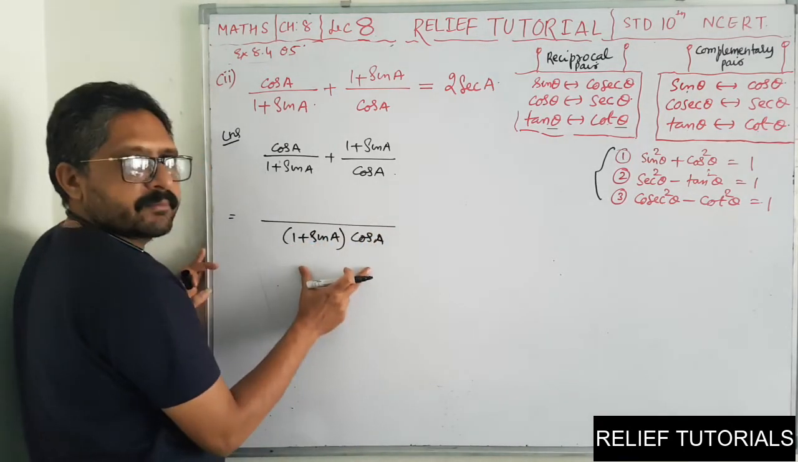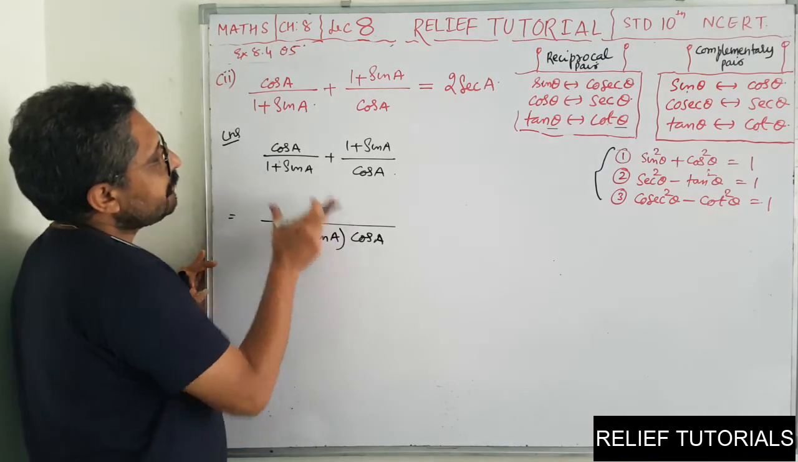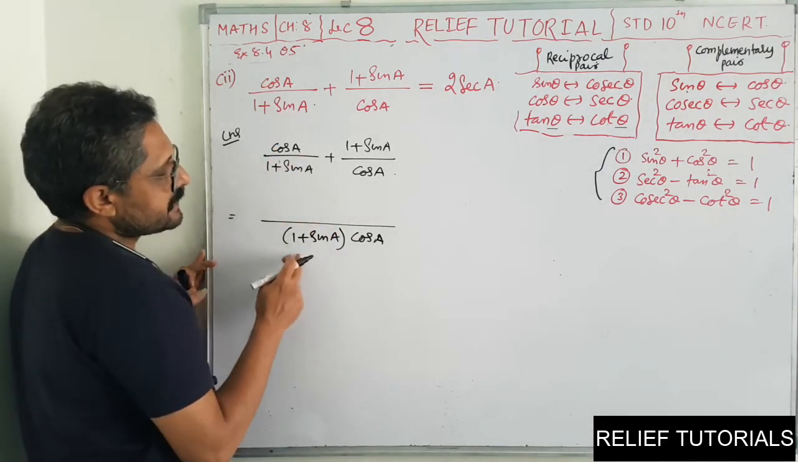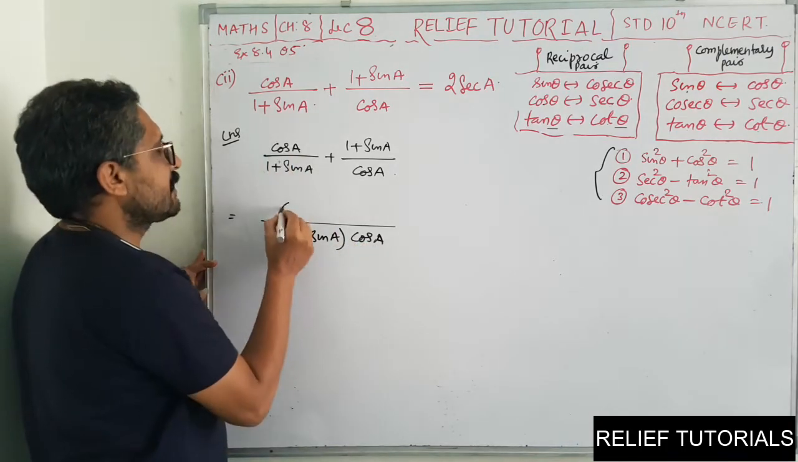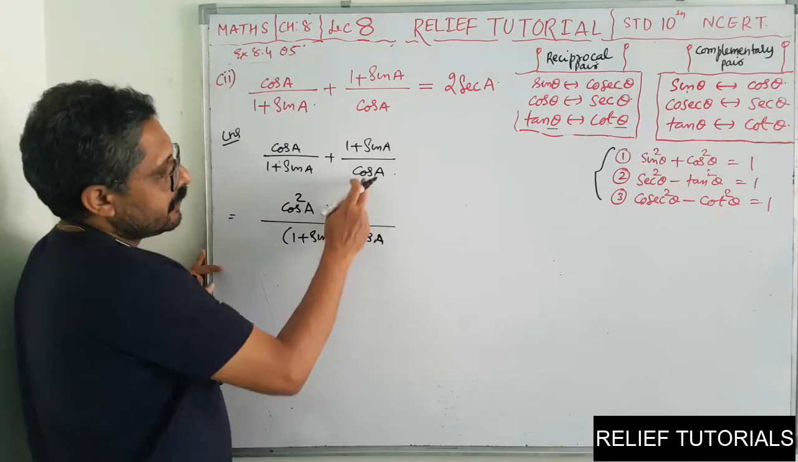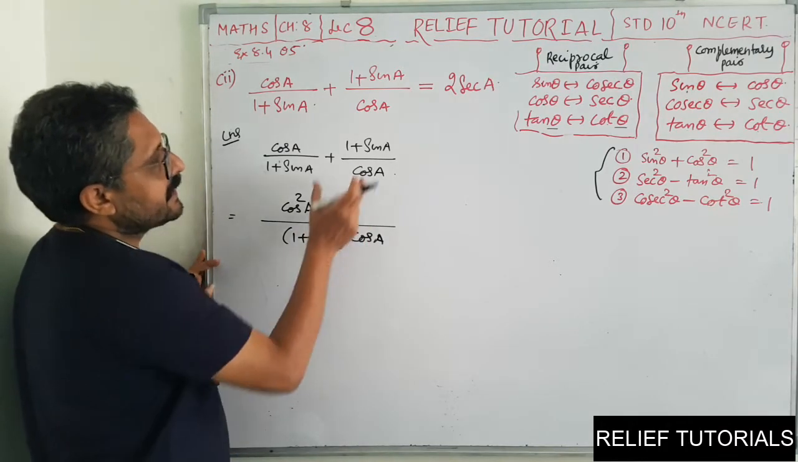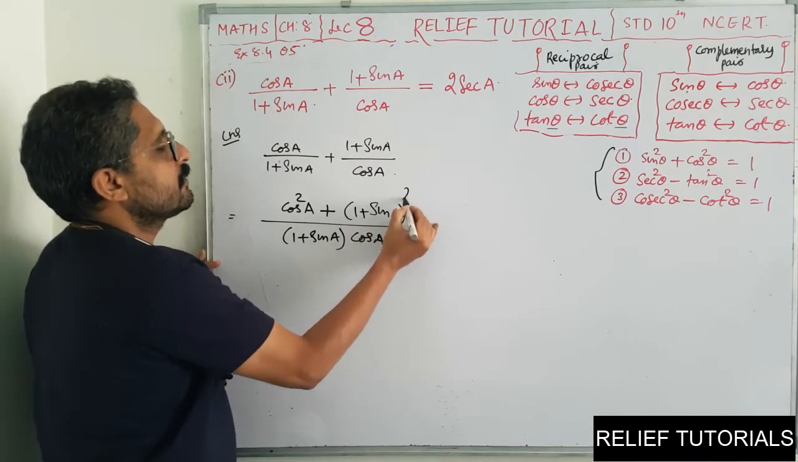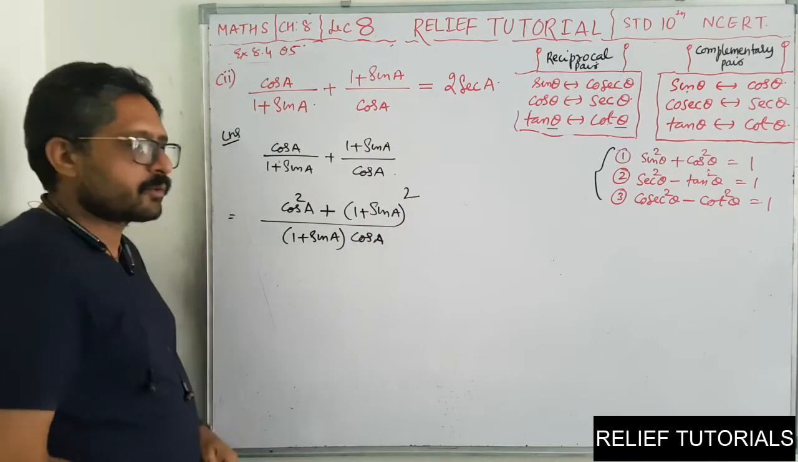This is the LCM. Now we will solve this. Divide this LCM by this: 1 plus sine A and 1 plus sine A get cancelled, leaving cos A into cos A, so I get cos square A. Plus, now cos A will get cancelled, so 1 plus sine A into 1 plus sine A, which I can write as (1 plus sine A) the whole square. Have you got it? How to find the LCM?